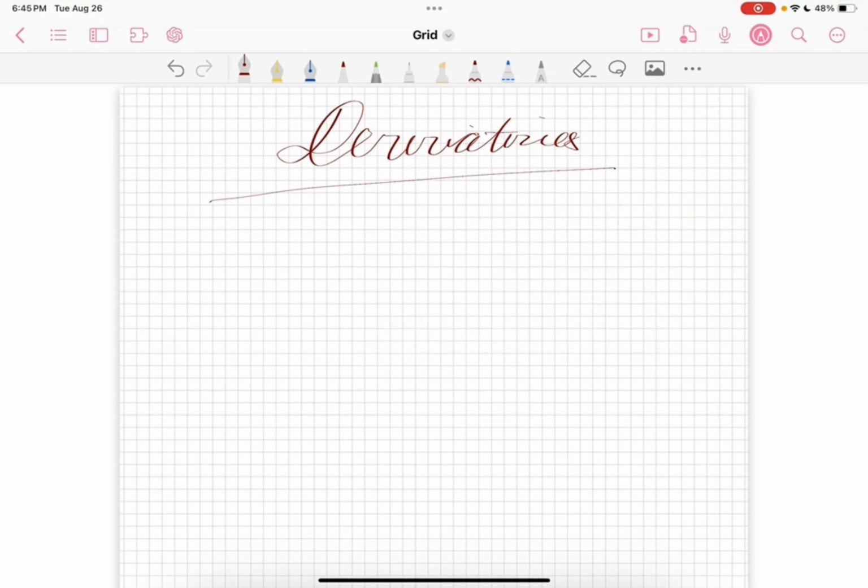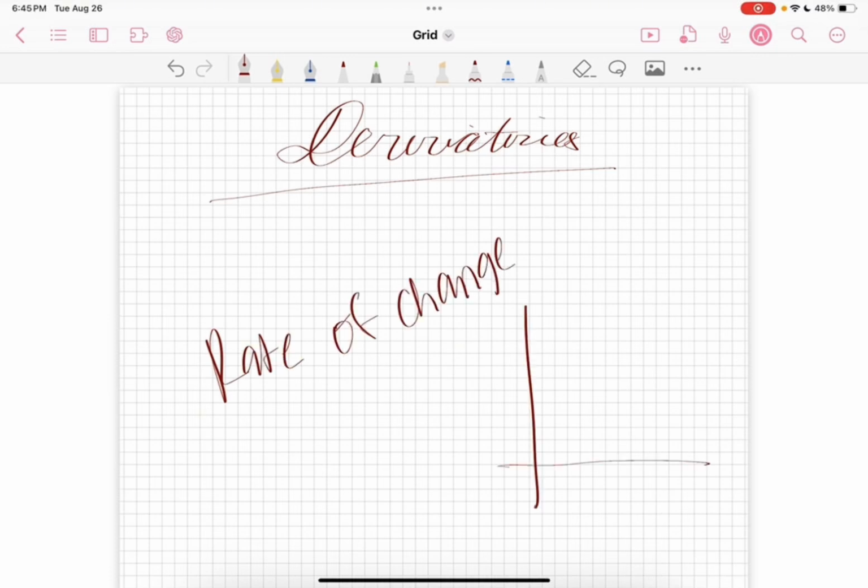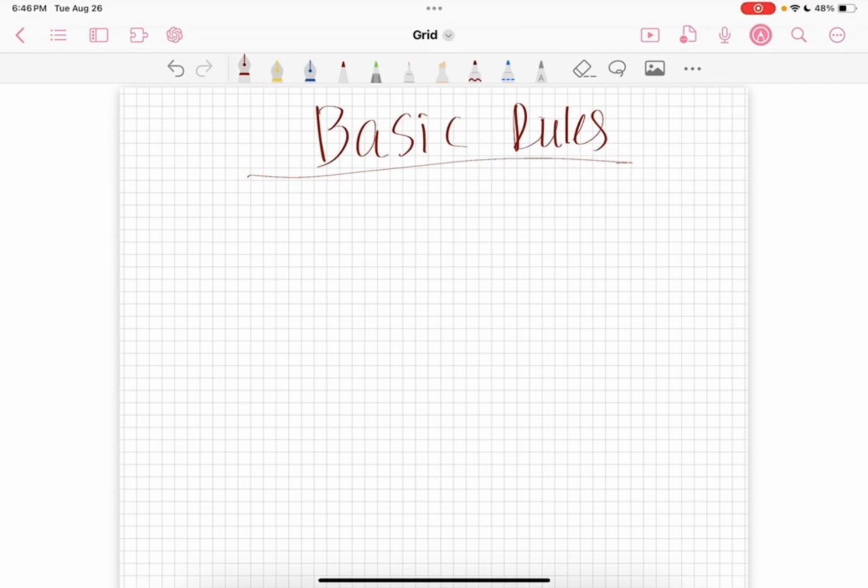Now, what is a derivative? It is one of the most important parts of calculus that describes the rate of change of a function. It is the slope of the tangent line on any point of a curve. First, we will start with the basic rules.